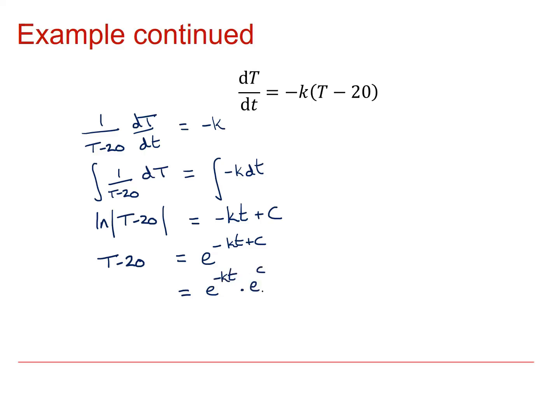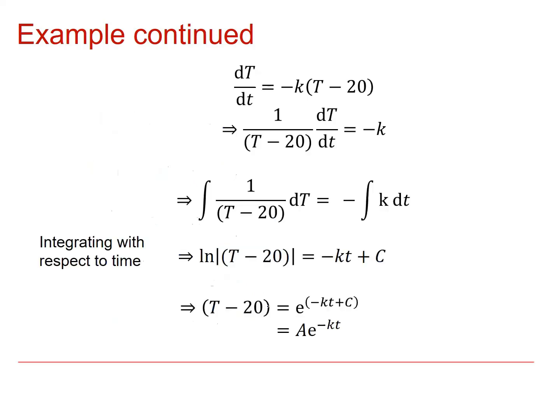Now this is just a constant. So if I think of A as being e to the power c, then my equation becomes T minus 20 is equal to A e to the minus kt. And you'll see that technique used quite a lot for this type of differential equation. There's that just written up more neatly for you, coming down to our final equation at the bottom here.